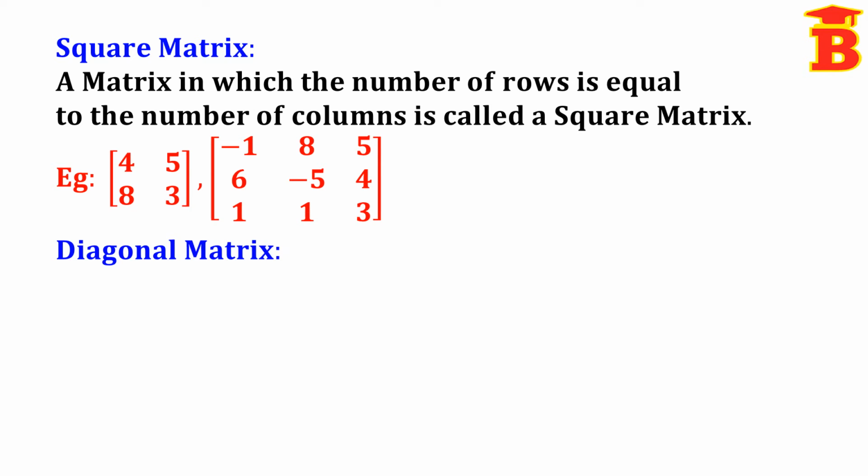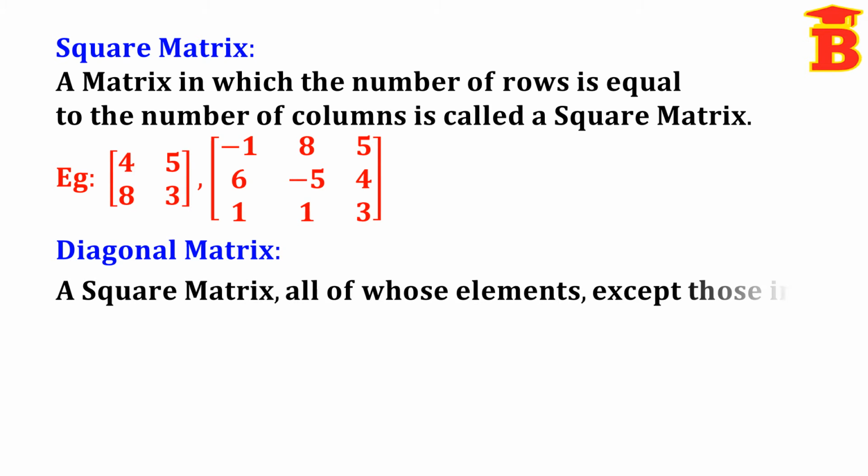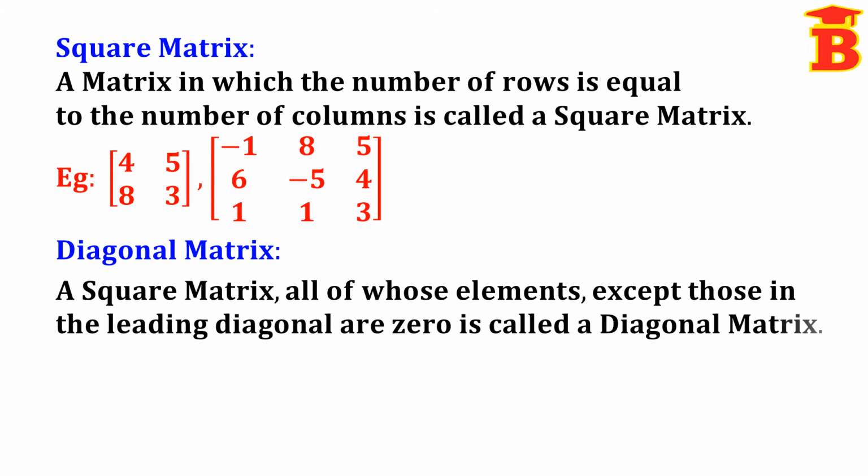Next, diagonal matrix. A square matrix, all of whose elements except those in the leading diagonal are 0, is called a diagonal matrix.